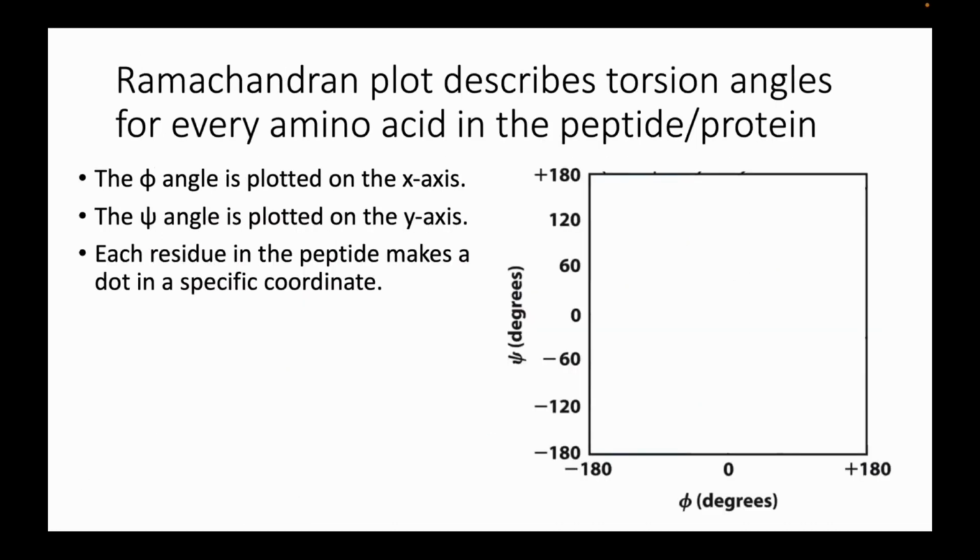We're going to organize these in what's called a Ramachandran plot. A Ramachandran plot describes the torsion angles for every amino acid in your peptide or in your protein. The way this works is that the phi angle is plotted on the x-axis and the psi angle is plotted on the y-axis. So if I look at a specific amino acid in my peptide, I could measure the phi angle and the psi angle and plot a single point for that amino acid. Then I measure the next amino acid's phi and psi angles, which are certain numbers, and I make a dot for that amino acid, etc. I would go along filling this out with dots until I've measured for the entire protein, and that's how a Ramachandran plot is built.